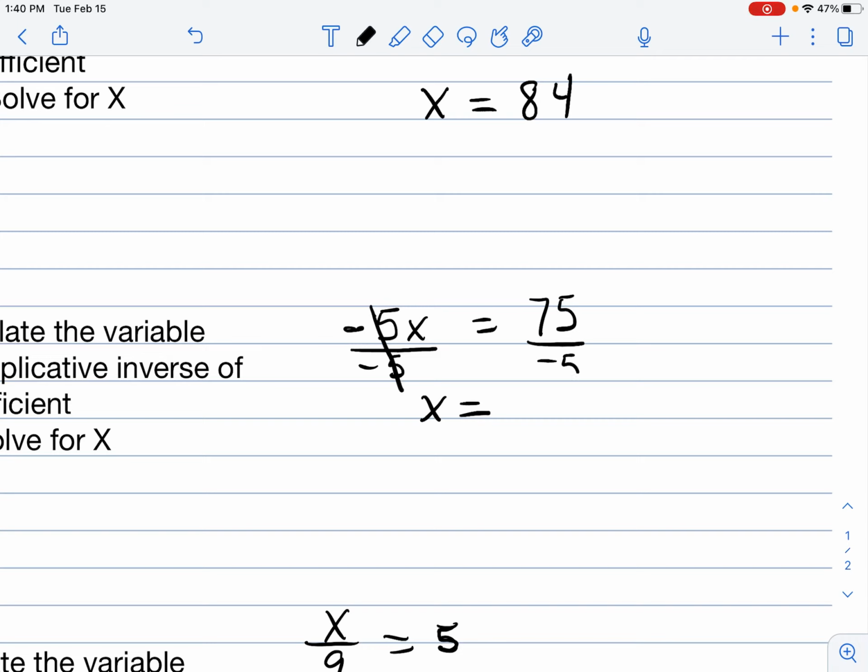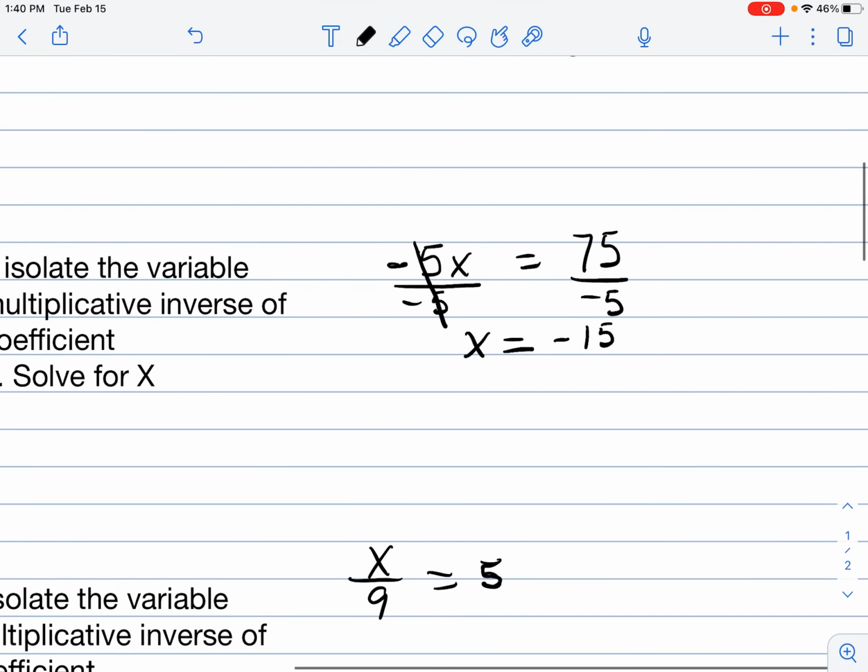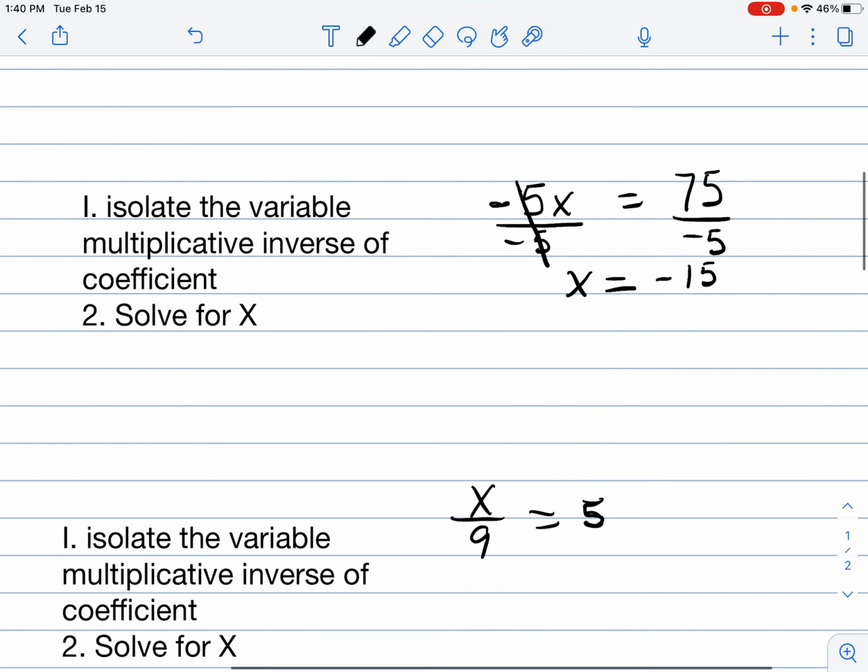Okay, what we do to the one side, we have to do to the other. So we're going to divide this side by negative 5, which is the same as multiplying it by a negative 1/5. When you do that, you get a negative 15. So make sure we're following the steps for multiplying and dividing integers.